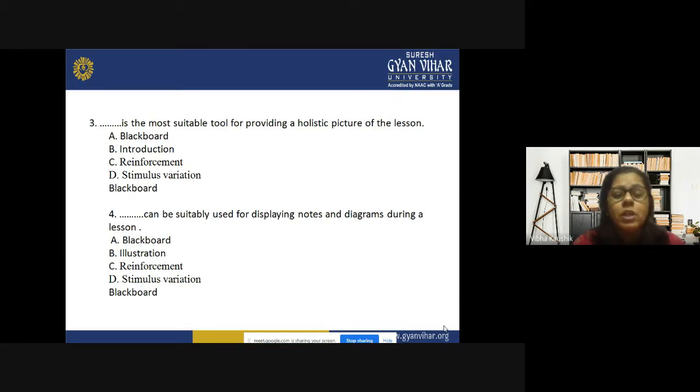Now the fourth one: Dash can be suitably used by the teacher for displaying notes and diagrams made by the teacher during a lesson. Now the options are A. Blackboard, B. Illustration, C. Reinforcement, or D. Stimulus variation. So these are the options, students. Now you have to find out the correct one on the basis of the given choices, and the correct answer is option A, that is Blackboard is suitably used for displaying notes and diagrams by the teacher during a lesson.